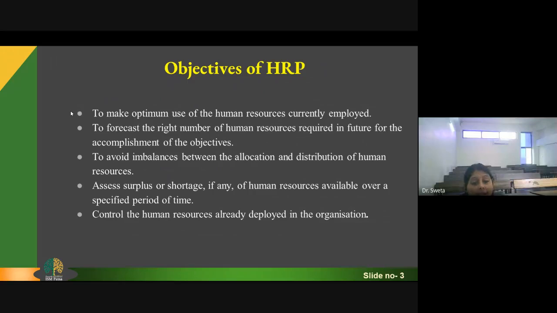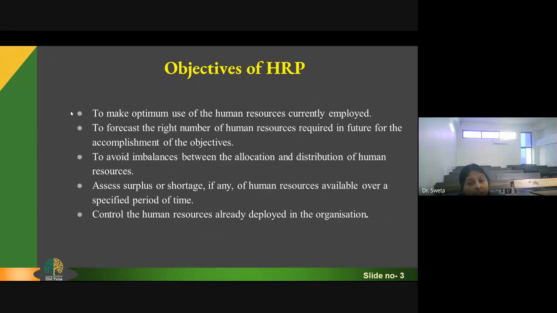Next, assess surplus or shortage, if any, of human resources available over a specified period of time. Through HRP, we can come to know whether our organization has a surplus number of employees or fewer employees with us. In case we have surplus employees, we will go for some actions, and if we have a shortage of employees, we will go for some other actions.